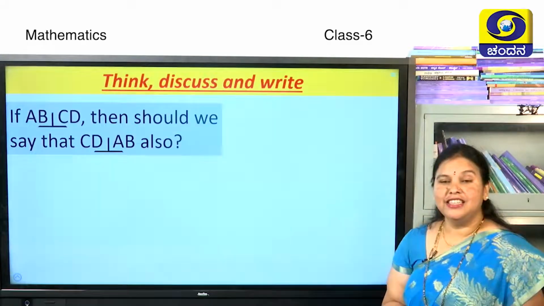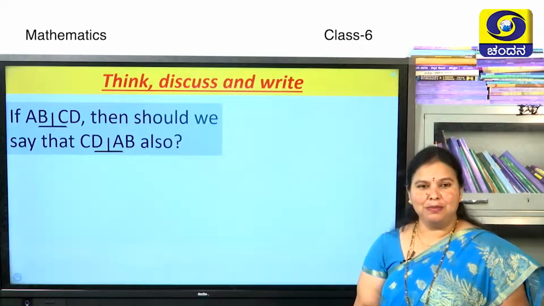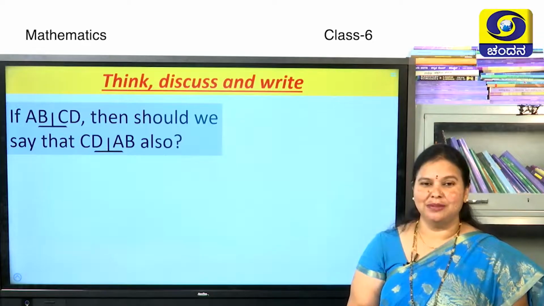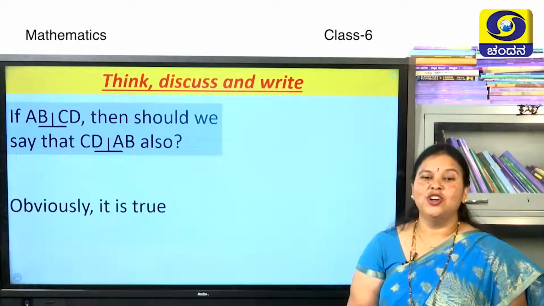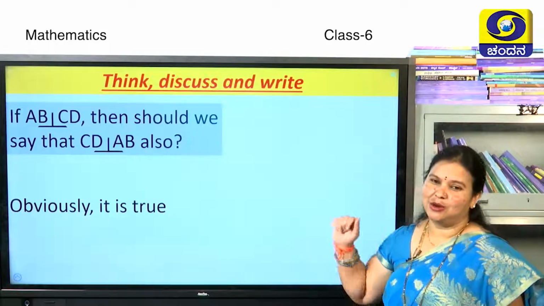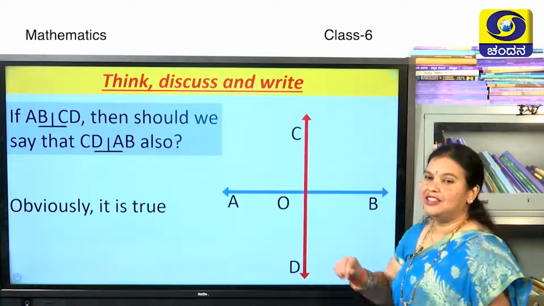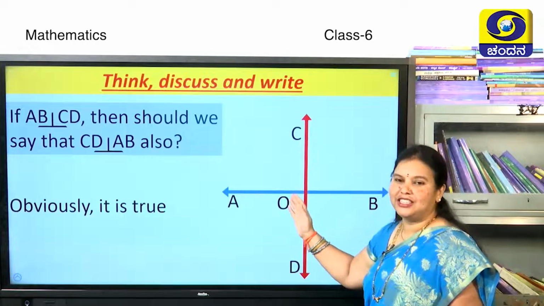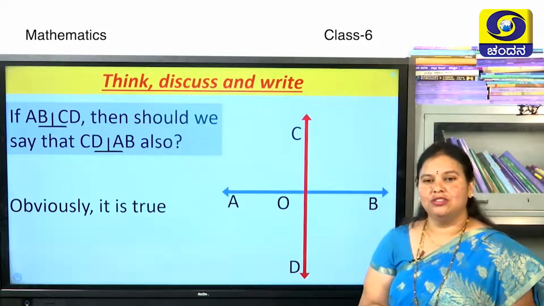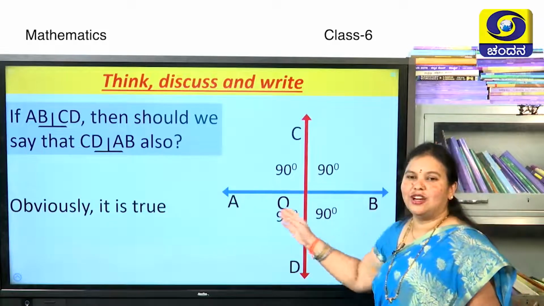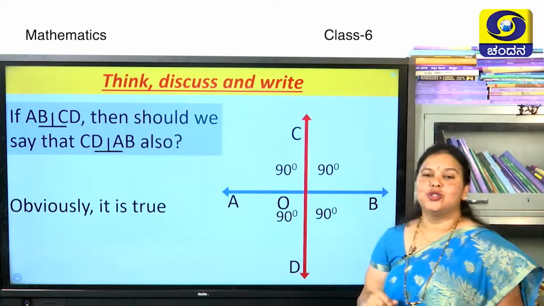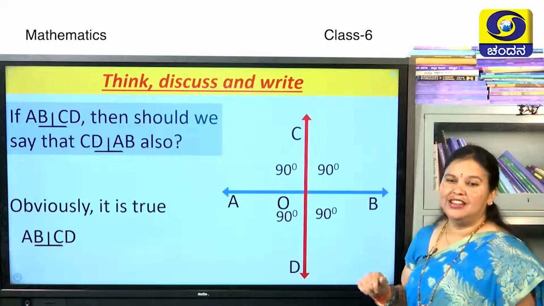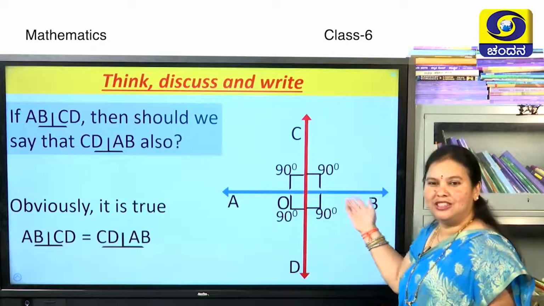Is it clear, children? Think, discuss and write. If AB is perpendicular to CD, then should we say that CD is also perpendicular to AB? Yes, obviously it is true. We'll see how. Here I have taken two lines AB and CD. These two are meeting at the point O, isn't it? So we can find 4 right angles are formed between these two lines. So obviously we can say that AB is perpendicular to CD and also CD is perpendicular to AB.